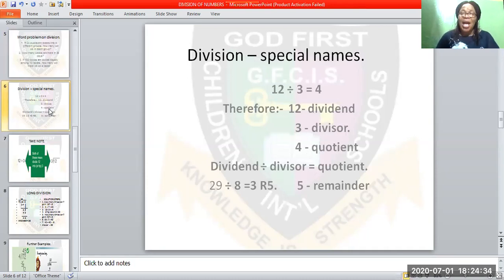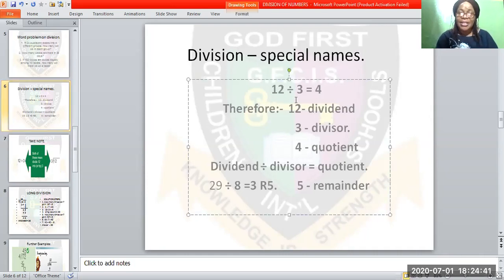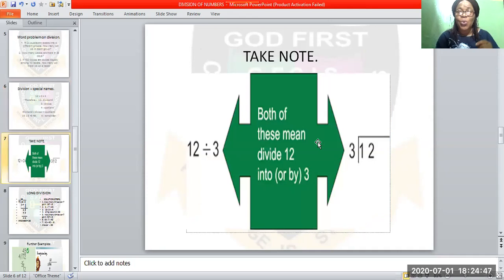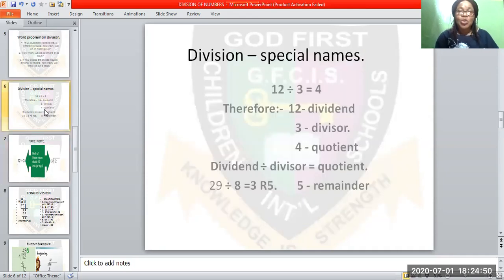If, for instance, we have 12 divided by 3, according to this on the slide, 12 divided by 3 equals 4. Therefore, 12 is the dividend, 3 is the divisor, and 4 is the quotient. I go again. 12 is known as the dividend. 3 is known as the divisor because it is the number that divides, okay? And the answer is called quotient. We don't say answers, we say quotient, okay?